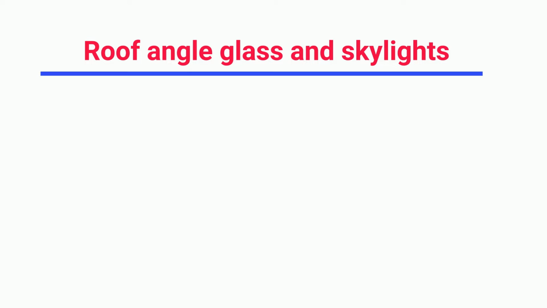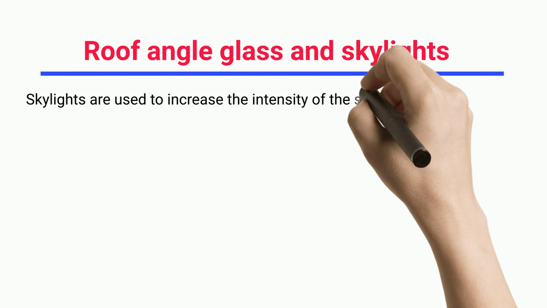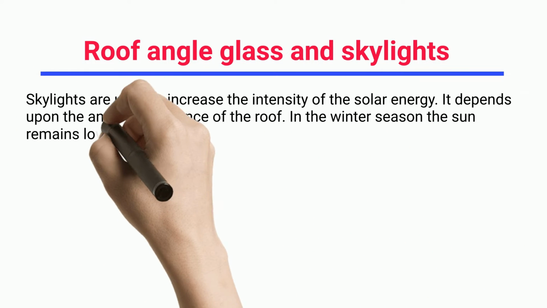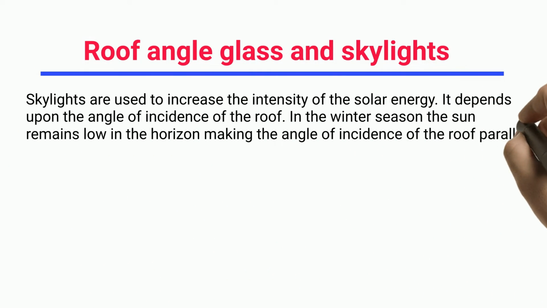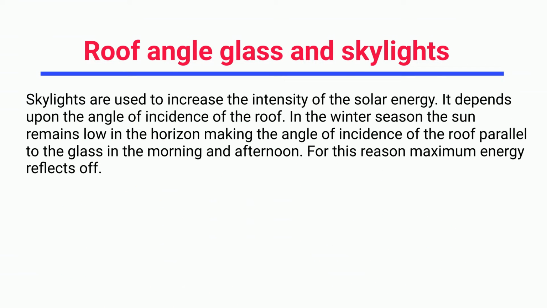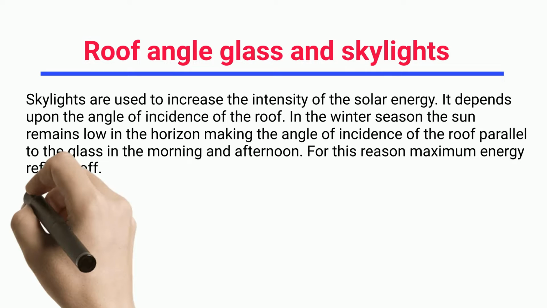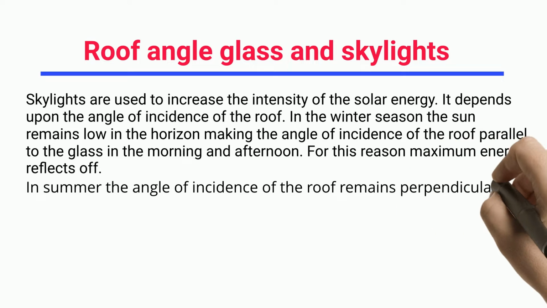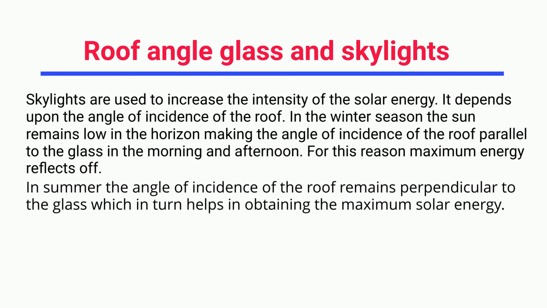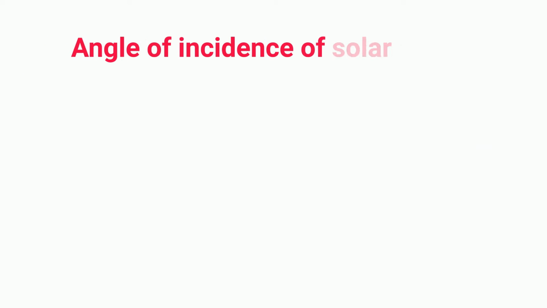Roof angle glass and skylights. Skylights are used to increase the intensity of the solar energy. It depends upon the angle of incidence of the roof. In the winter season, the sun remains low in the horizon, making the angle of incidence of the roof parallel to the glass in the morning and afternoon. For this reason, maximum energy reflects off. In summer, the angle of incidence of the roof remains perpendicular to the glass, which in turn helps in obtaining the maximum solar energy.